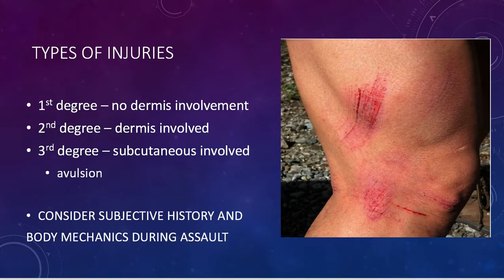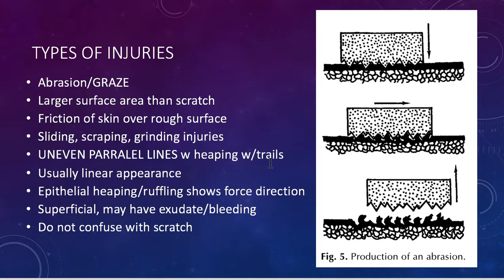Now there are different types. There's first, second, and third degree, depending on how much of the epidermis or subcutaneous tissue is involved. So here's an example. If you look at this graze here, there's a pretty deep indentation here, and then there's linear lines. That's how you can really tell that it's a graze, but there's also multiple. So it's a larger surface area, and you see this deep indentation here, and then there's a striated linear pattern, and one of the hallmark things with it is there's trailing as well. So if you go back to here, it's heaping with trails.